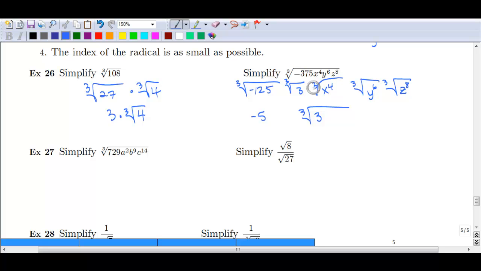X to the 4th, when we take the cube root, again, 4 divided by 3 is going to give us 1, remainder 1. Y to the 6th, when we take the cube root, that's just going to give us y squared. And z to the 8th, the cube root of that, and this is where we want to make sure that we have enough room, so I'm going to move this over. We have z, 8 divided by 3 is 2, remainder 2. So we end up with negative 5x y squared z squared times the cube root of 3x z squared.